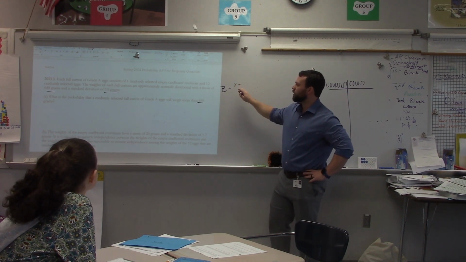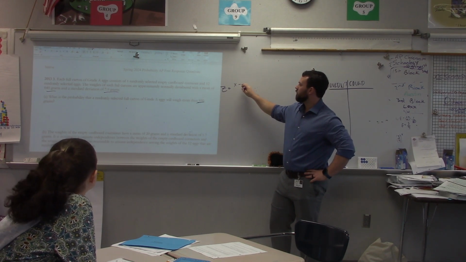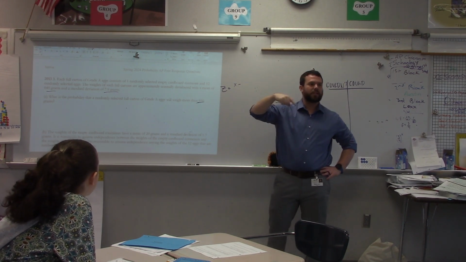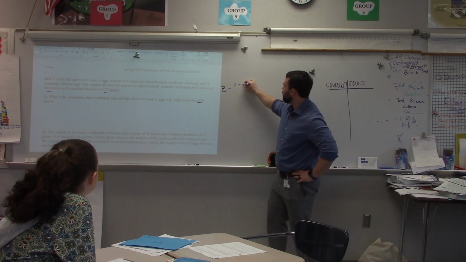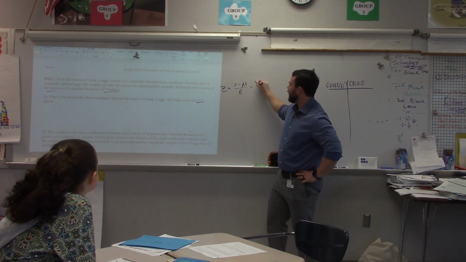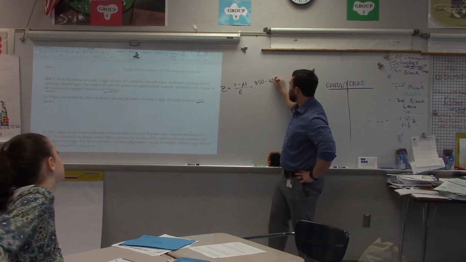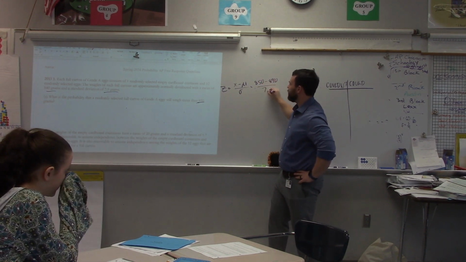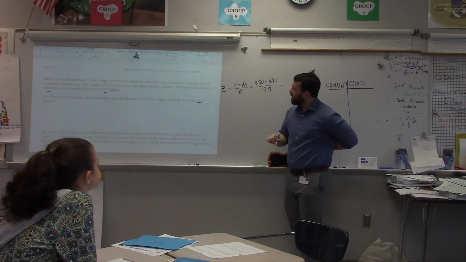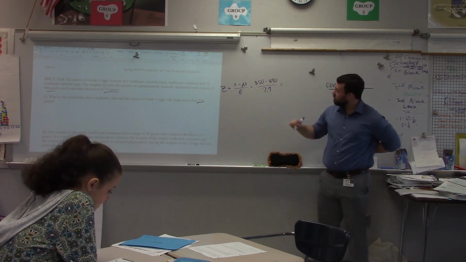Which mean should I use here? 840. No, the symbol, x bar or mu? Why mu? Population. Population, so divided by sigma. So 850 is my value, minus my mean of 840, divided by my standard deviation of 7.9. What does that give me? 1.2658.